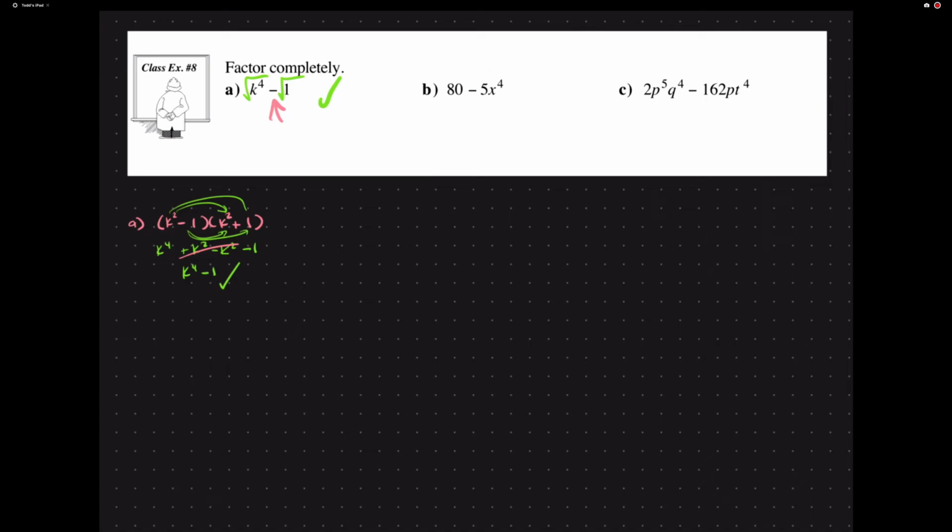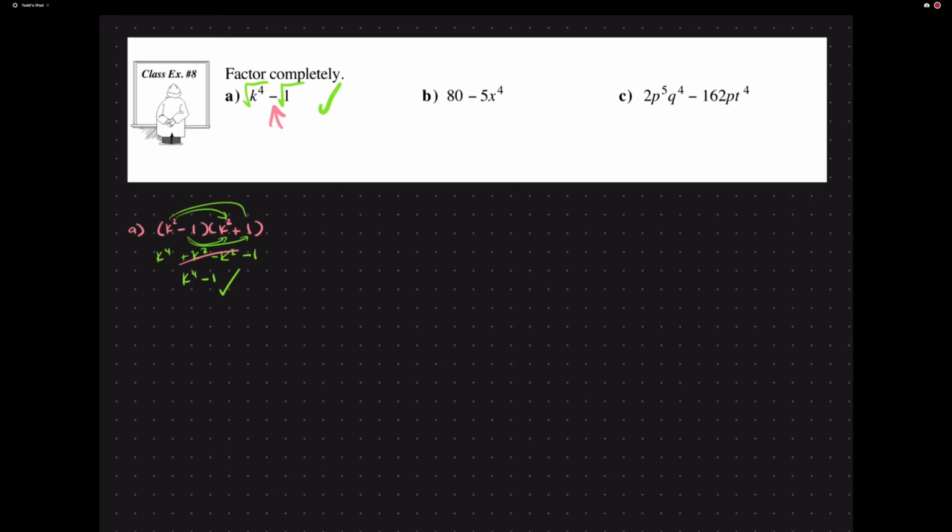I can see that we can pull out a 5 in both cases. Okay, so we're going to have 80 divided by 5, which is going to be 16. Okay, so if I divide this one in B, I'm going to pull out a 5, and I'm going to be left with 16 minus x to the power of 4.